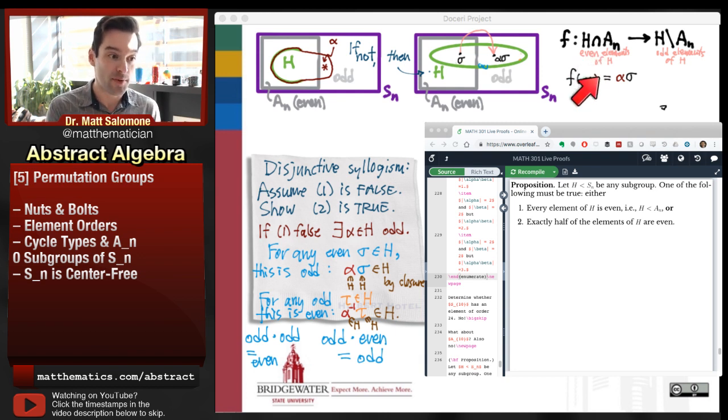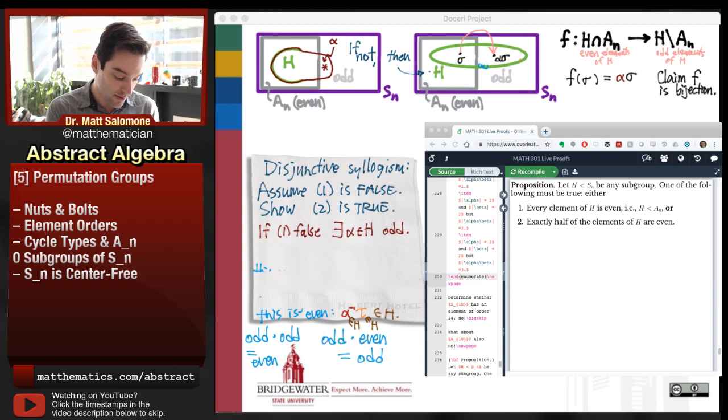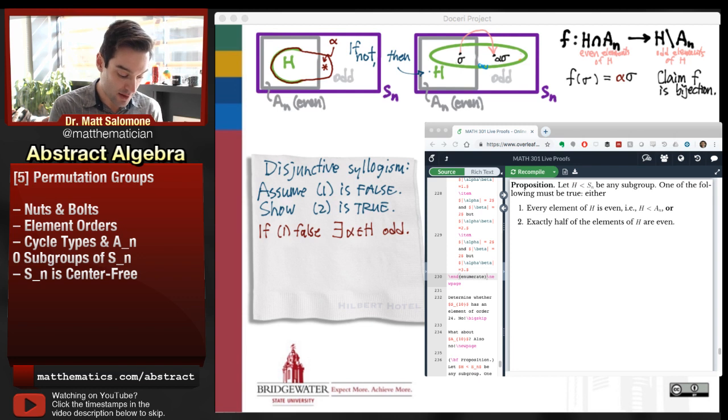And if sigma is an even permutation, then alpha sigma will be an odd permutation, because alpha is odd, and alpha sigma is therefore odd times even. And then we're claiming that f is a bijection, is one-to-one and onto. And so I suppose the last thing that we would do here, let me go back to my napkin and try and put this piece down, is let's actually do the one-to-one and onto proof here, and then I'll write it up in nice fashion.